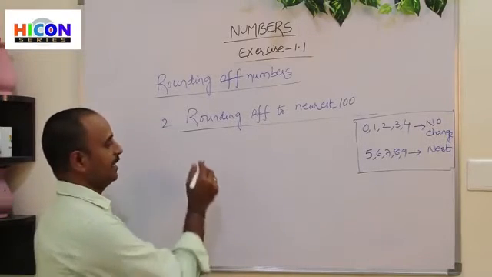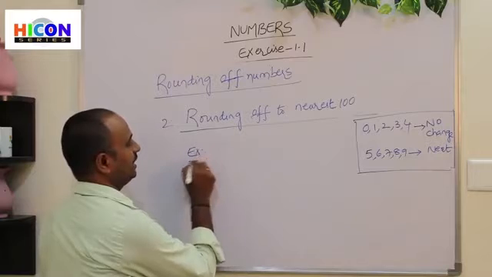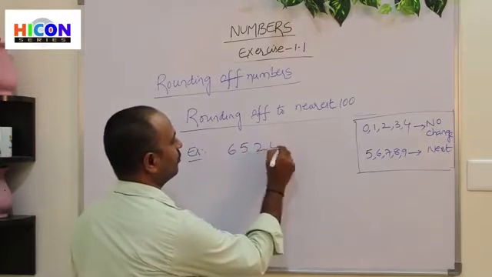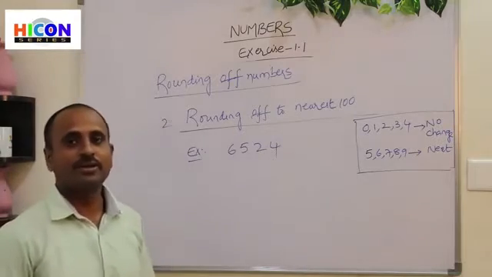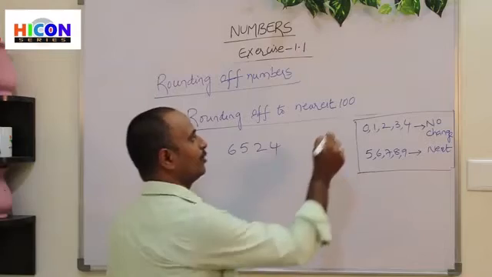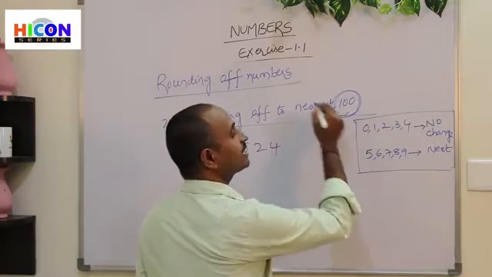Let us explain with an example. So children, take an example here. The number is 6524. Now we have to round off this number to the nearest 100.